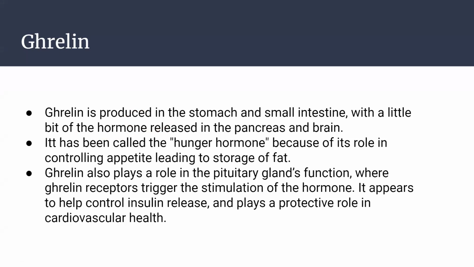When we are talking about leptin, you also have to discuss ghrelin. Ghrelin is another hormone, the one that causes hunger cramps, so it is also called the hunger hormone. It is produced by the stomach and small intestine, and also by the pancreas and the brain. We don't know how it is produced in the brain. It is called the hunger hormone because of its role in controlling appetite, leading to storage of fat. If the ghrelin levels are high, the person will tend to become more fat. Ghrelin also plays a role in pituitary gland function, where ghrelin receptors trigger stimulation of the pituitary hormones. It appears to help control insulin release, and it plays a protective role in cardiovascular health. When we do mTOR, I'll discuss more details about this.